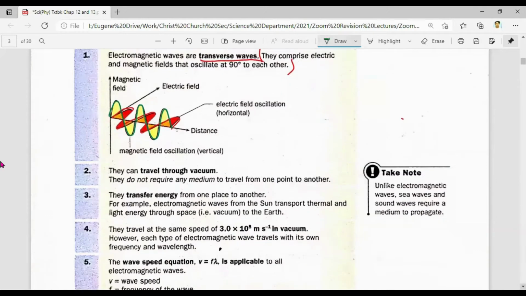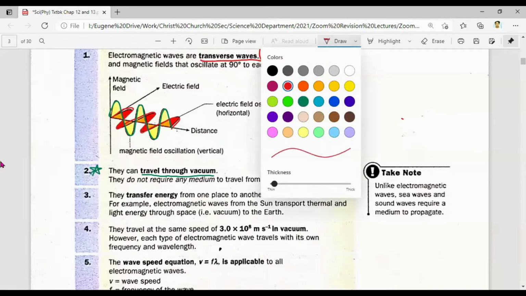Second, electromagnetic waves can travel through vacuum. They do not require a medium to travel from one point to another, which also means that they can travel through vacuum. So point 2 is important. Sorry, let me use red color to just show this.